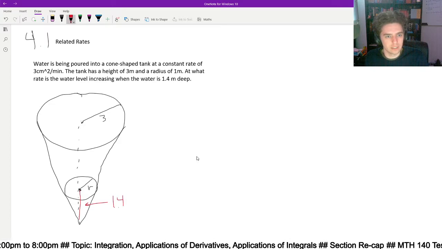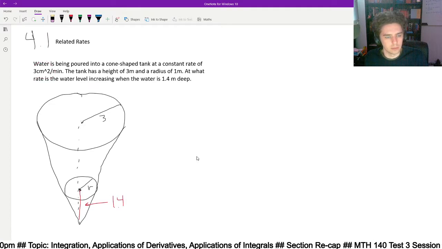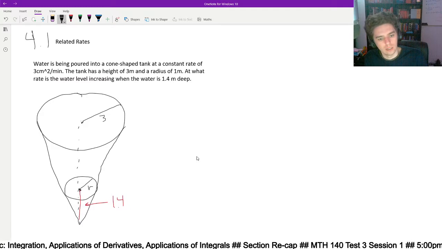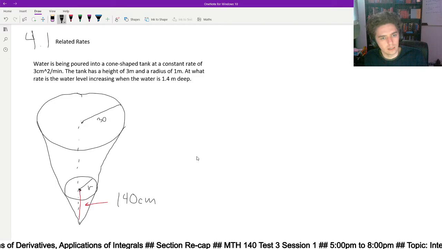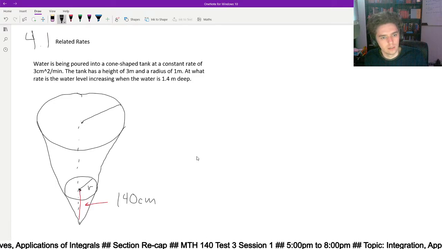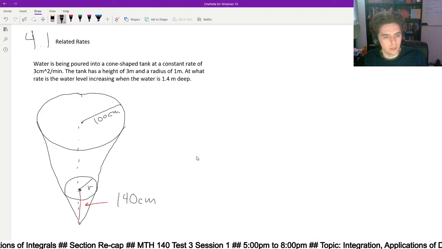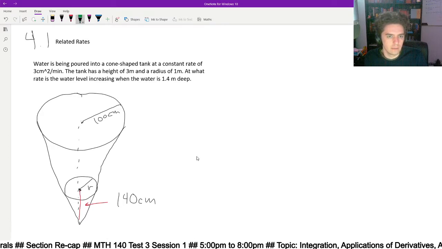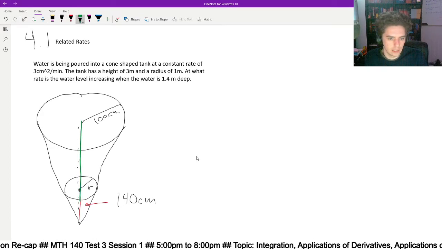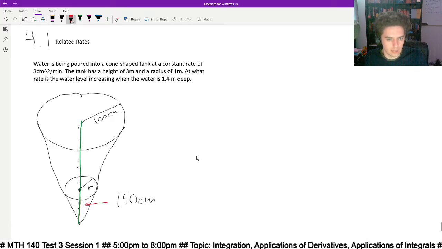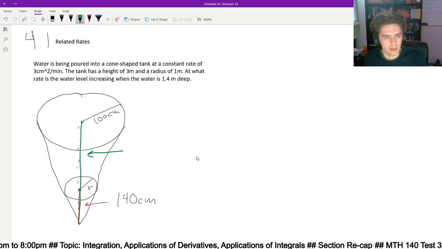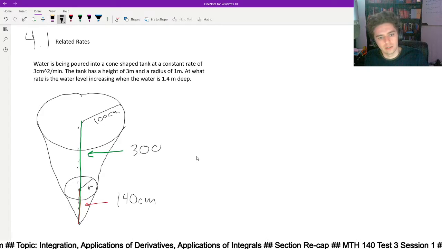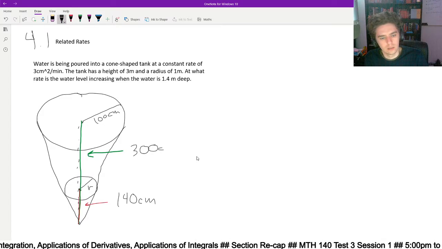Actually, I'm going to write everything in terms of centimeters because the rate is in centimeters per minute. So this is 140 centimeters, and this is radius 1. So it's 100 centimeters. And we know that this total height, this green height, right? I kind of covered the red line, so let me draw that back. The green height is 300 centimeters. Okay.